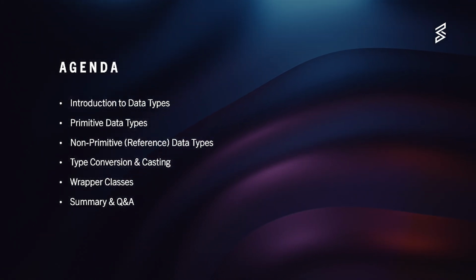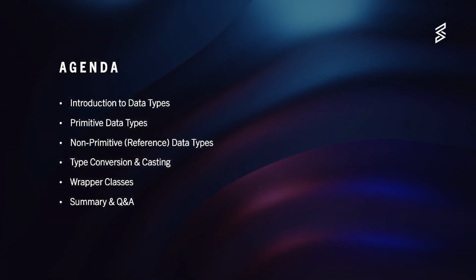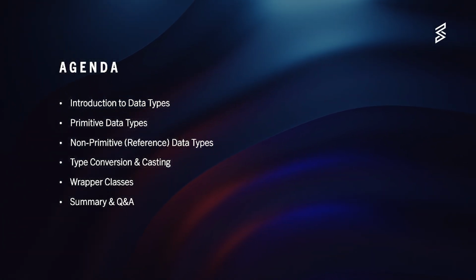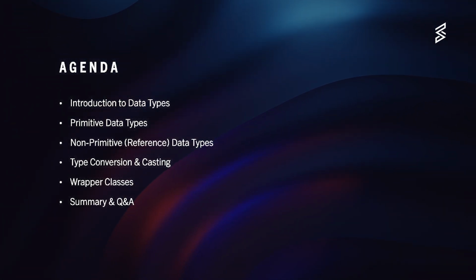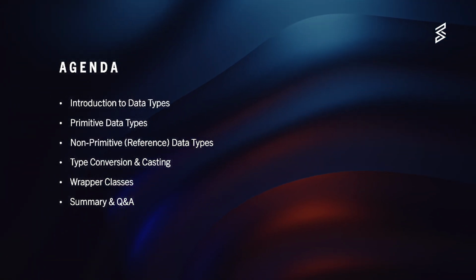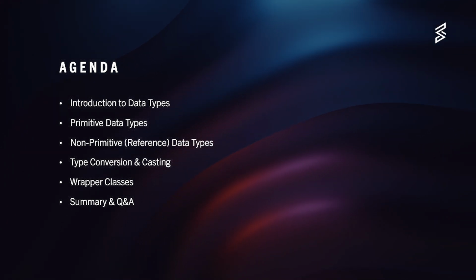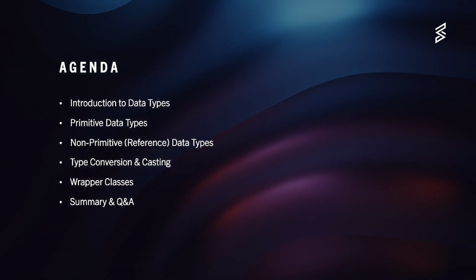First, we'll understand what data types are. Then we'll explore two major types, primitive and non-primitive data types. We'll learn about converting between types, something called casting. We'll also introduce something known as wrapper classes.